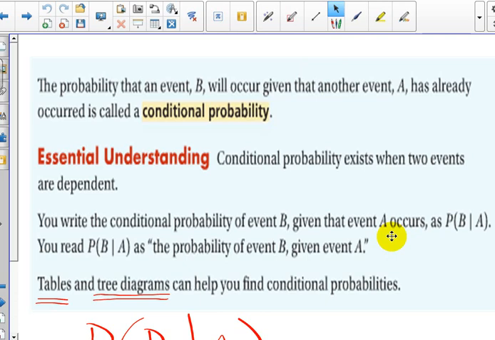The probability that event B will occur given that another event A has already occurred is called a conditional probability. So this exists when the two events are dependent. It means you can't have one without the other. Like, give me all the female students who graduated in 2018. Those students wouldn't exist if you didn't have a total for 2018, right? So you have to have one with the other.